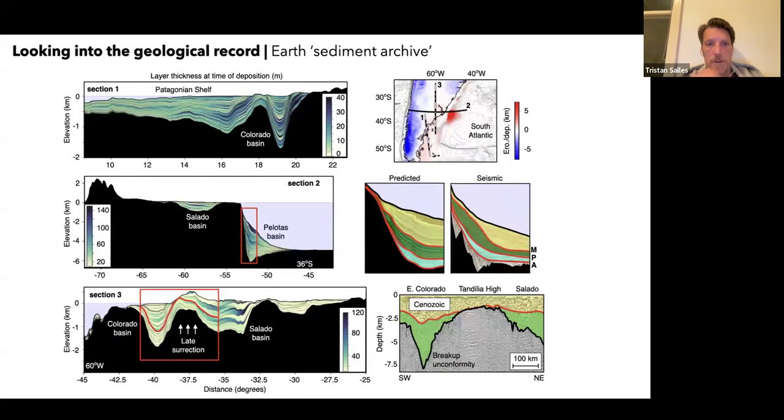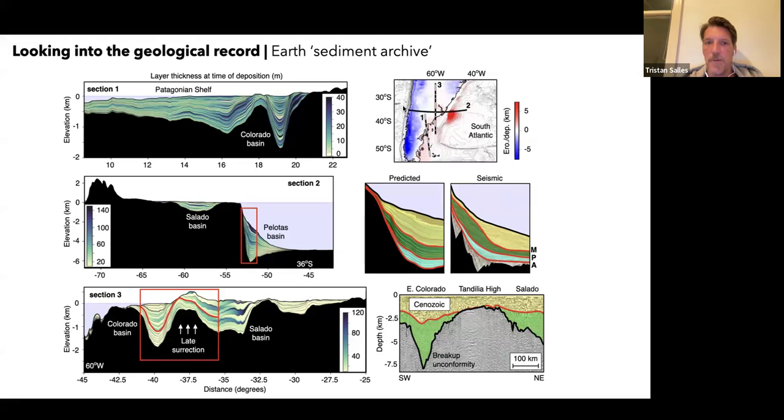So if I go to some of these cross sections, here I took the south of South America, and basically you can, if you want, make a slice anywhere in your model and look at what the model is predicting in terms of stratigraphic layers and also the structure of the stratigraphy. You've got an example here where section one is on the Patagonian shelf, where you've got really thin elongated layers that are deposited. Around the northern part of the section, you've got one huge continental basin, which is the Colorado Basin.